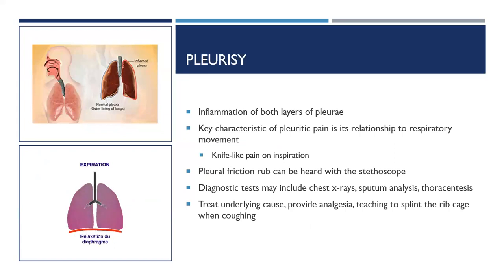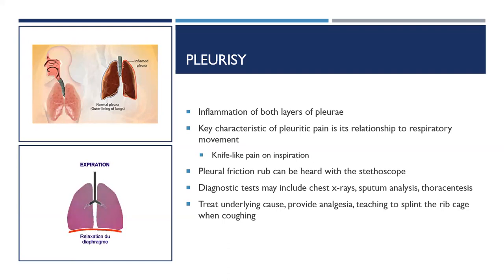So pleurisy is an inflammation of both layers of the pleura. And the key factor is going to be knife-like pain on inspiration. You can hear the pleura rub against each other with a stethoscope, and it can be very painful, as we talked about. So NSAIDs are what we would give for pleurisy. And we also will teach them to splint the rib cage when coughing. Use a pillow, use a blanket, something where it's hurting, splint that area, and it makes it much better.